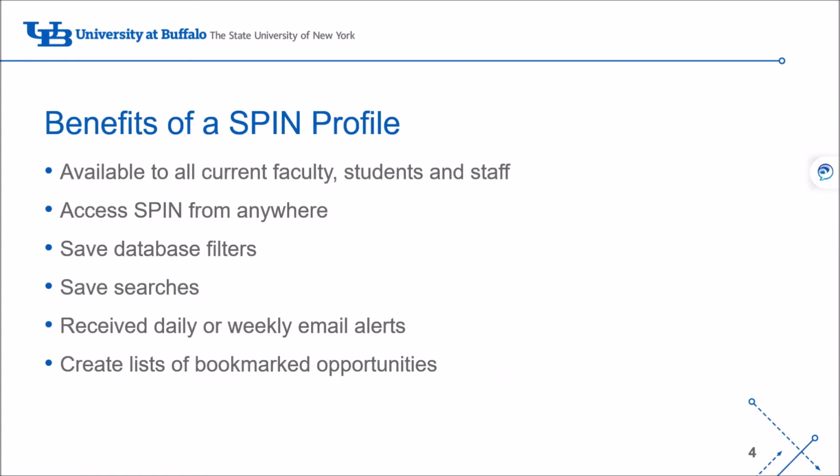SPIN is available to all UB faculty, staff, and students to use. You just need to register using your UB email address. Signing up for SPIN is easy and can be done on or off campus. Registered users can set up and save database filters or search preferences, save searches, set up and save daily or weekly email notifications, and create bookmarks of specific funding opportunities.